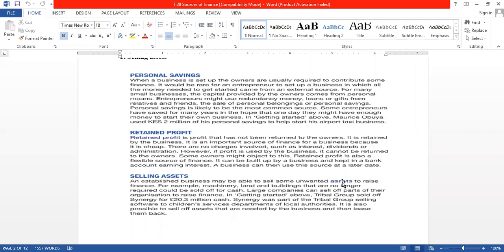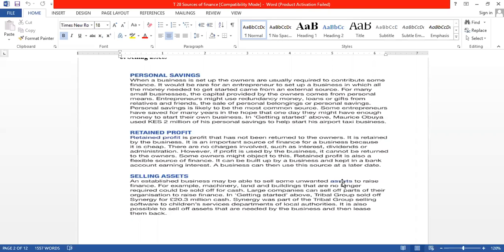So vehicles, lands, buildings, anything you can do like that, a sale and leaseback option. You can still be the user, you can still use the vehicle, you can still use the building, but the absolute owner of the building and the vehicle is the leasing company, and you have to pay a monthly lease installment regularly until you settle the full amount that you obtained.